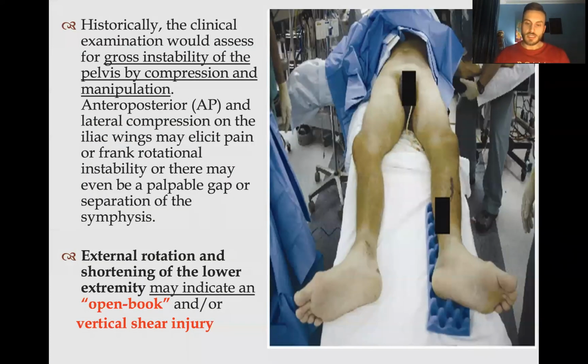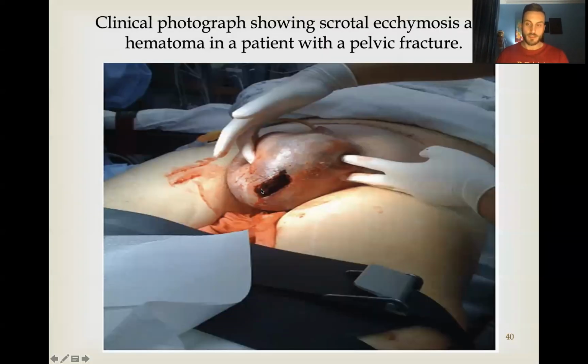In the presentation, you can see that the patient's leg is externally rotated, either on one or both limbs, depending on the injury. And if there is vertical shear, there will be shortening of the limbs.